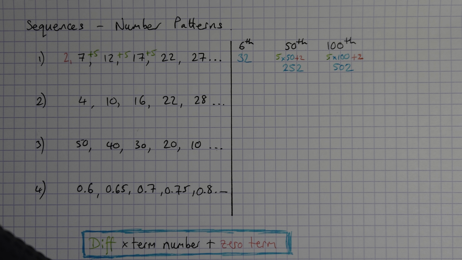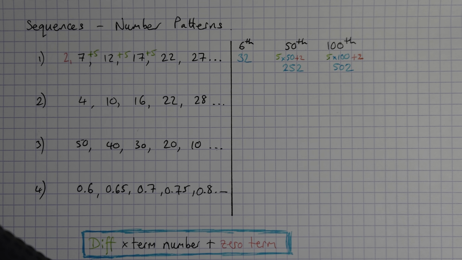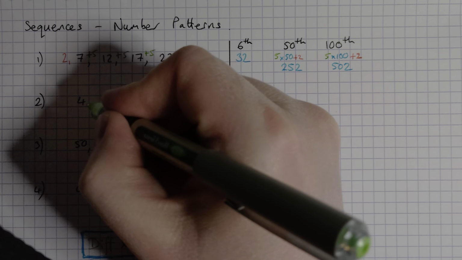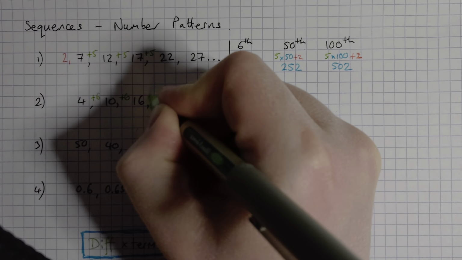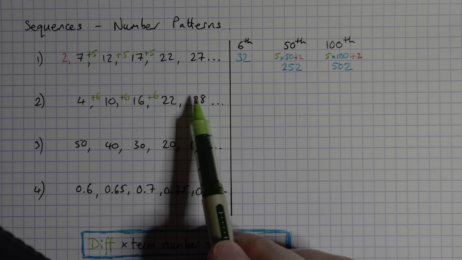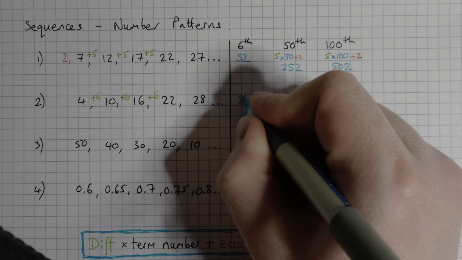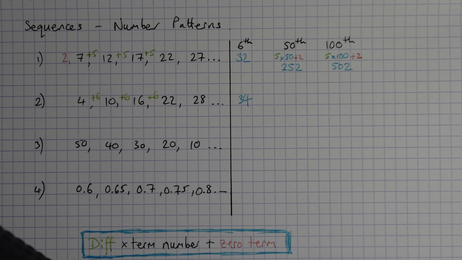So in question number 2, if I want to get to the 6th term, I've got the first, second, third, fourth, fifth. To get to the 6th term, note that this is going up in 6s, isn't it? You're adding 6 each time. This is plus 6, plus 6, plus 6. And so it's always going up in 6s. So if I just add another 6 to the 28, I'll get 34. So 34 is the next one, the 6th term in the sequence.